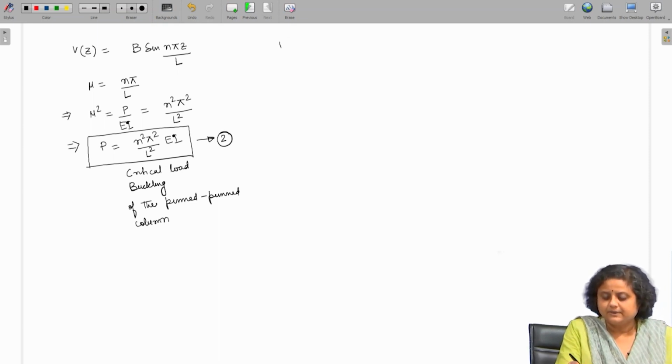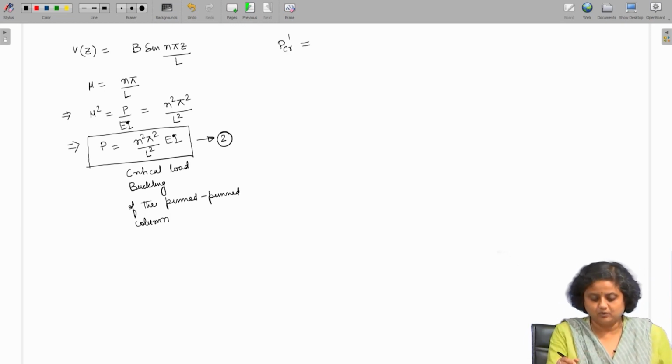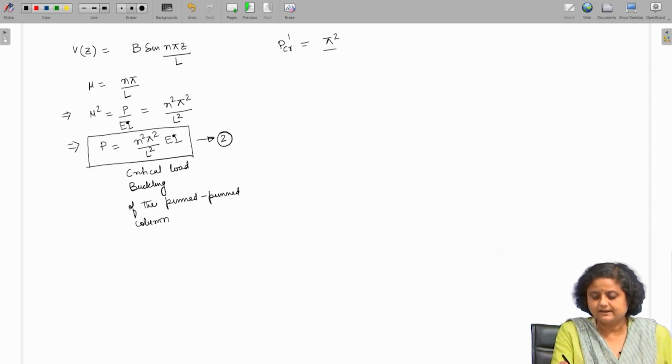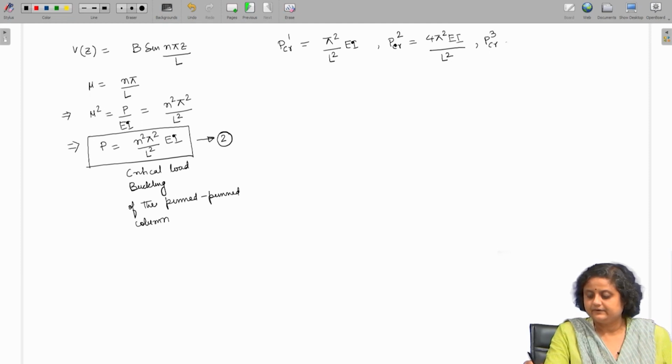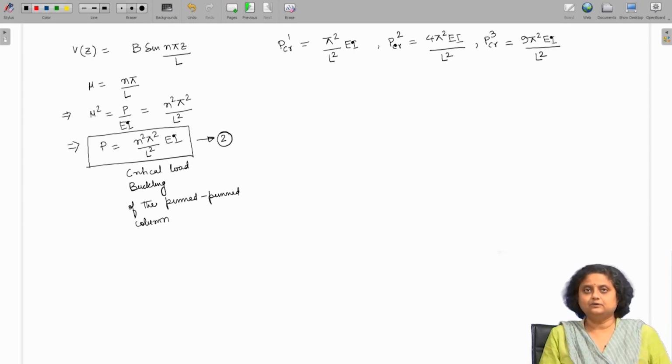So, therefore, P critical 1, the first critical buckling load, is given as pi square by L square E I. P critical 2 is given as 4 pi square E I by L square, and similarly P critical 3 is given as 9 pi square E I by L square. So, these are the critical loads of the system.